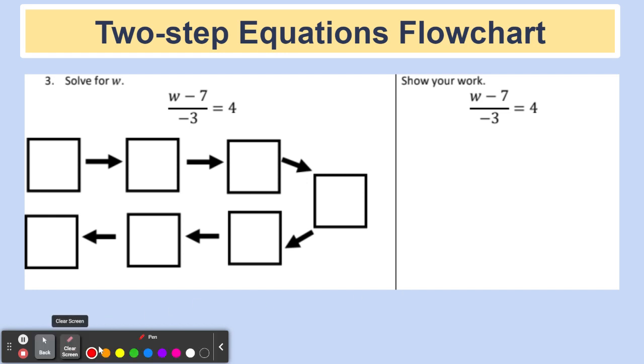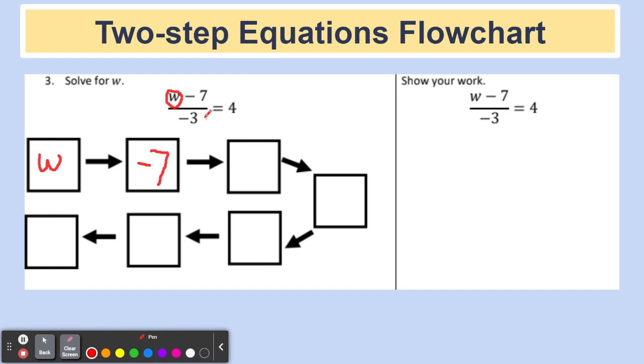So as a reminder, our first step is to identify the variable. Our variable here is W. Our second step is to identify the first thing that is happening to the variable. Well, the first thing that's happening to W is minus 7. So we're going to write that in this box.